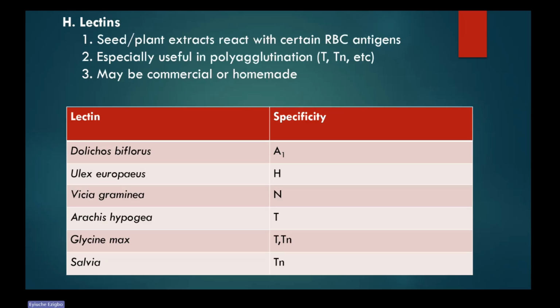Also, we have some lectins. These are seed plant extracts. They have ABO antigen specificity. They are useful in polyagglutination, and may be made commercially or homemade. So these lectins, or seed or plant extracts, are very good in agglutination. They sometimes help to identify some subgroup blood types. They are specific for A1 blood group, like Dolichos and Ulex europaeus.